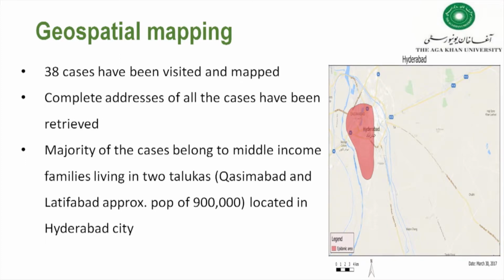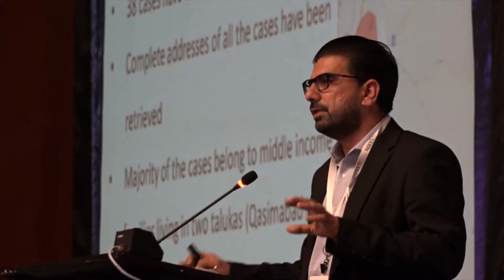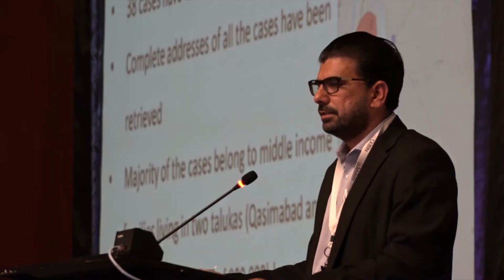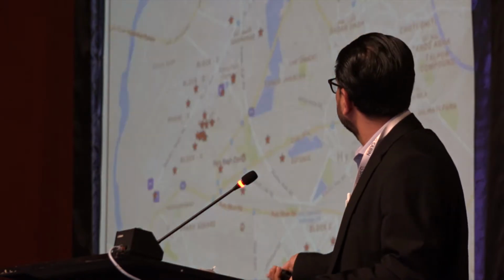And one thing more, the majority of these cases belong to middle income families. So Qasimabad Taluka and the other Latifabad sub-district. The total population is about 0.9 million, and these are not urban slums. These are actually middle income, lower middle income families living in these areas. So that has to be kept in mind.